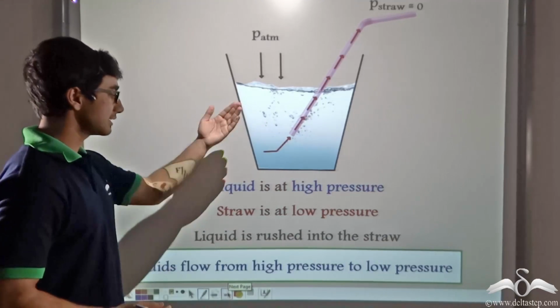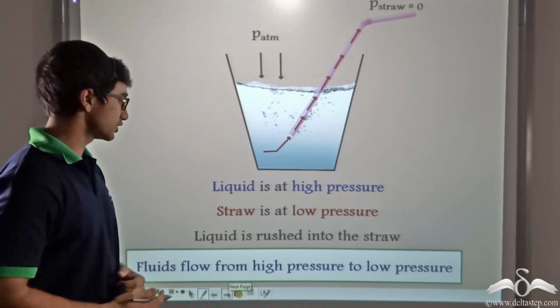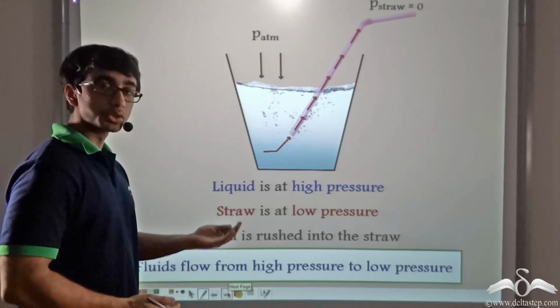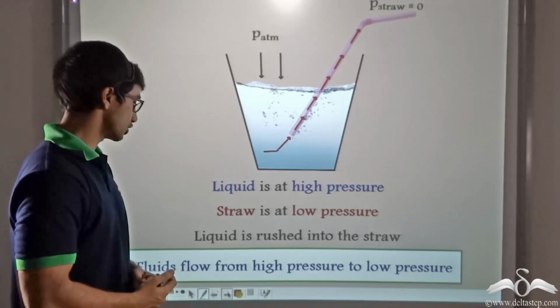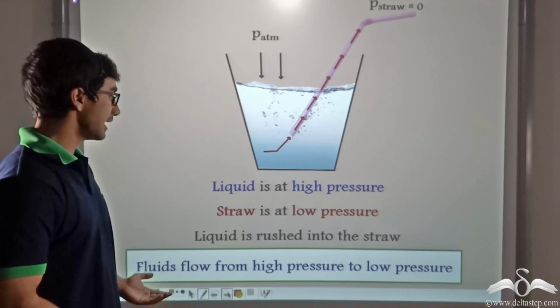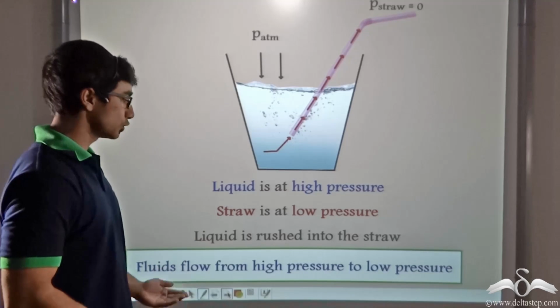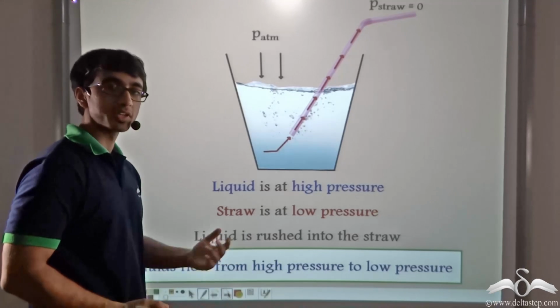So since the liquid is at high pressure as compared to the inside of the straw, the liquid rushes into the straw the moment you suck at the other end of the straw, because fluids, and liquid is also a fluid, flow from a high pressure region to a low pressure region.